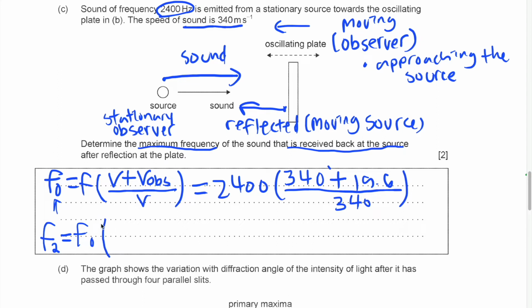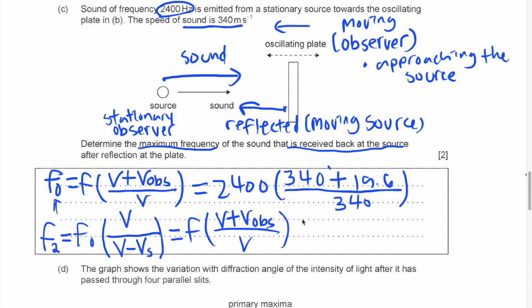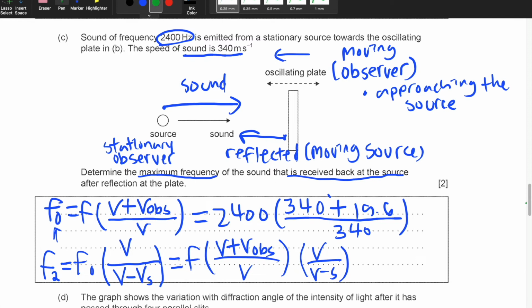And same thing, we want the value here to be as large as possible. So it's going to be equal to velocity of the wave divided by velocity of the wave minus velocity of the source. And this is going to be equal to this equation here. So I'm just going to copy it. Right, so this is the equation we have, and the v here cancels off.